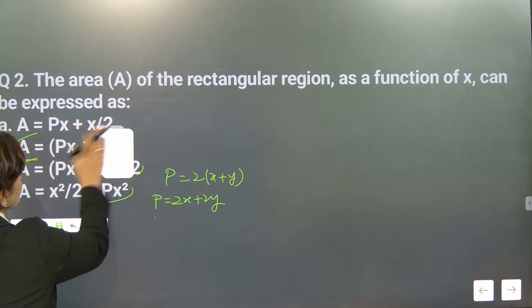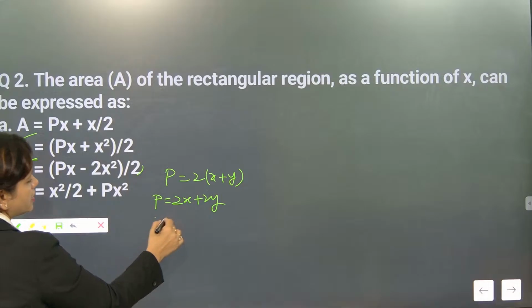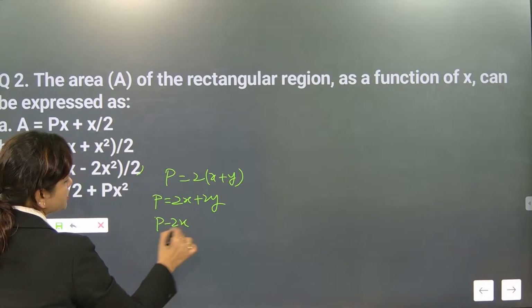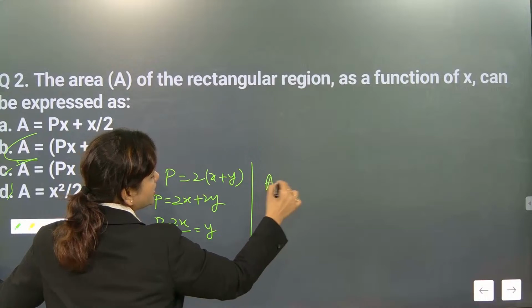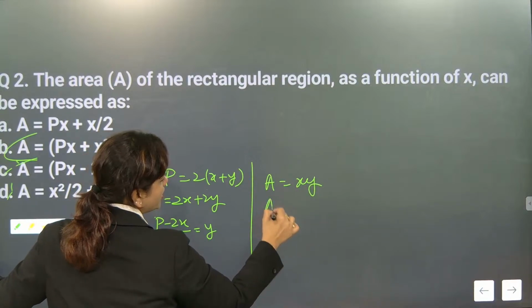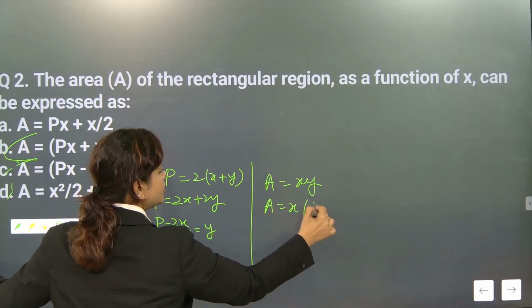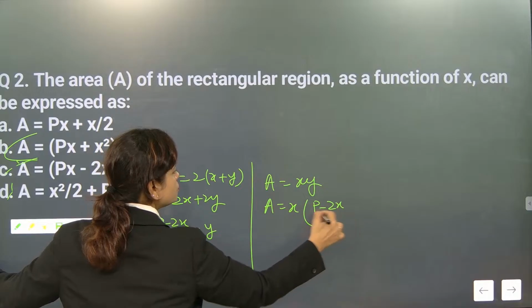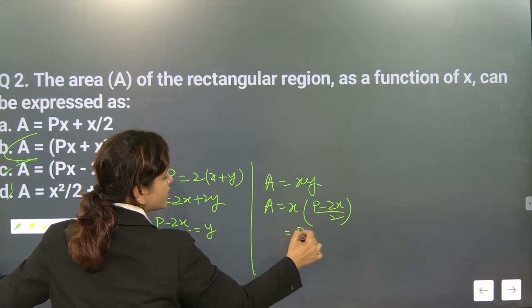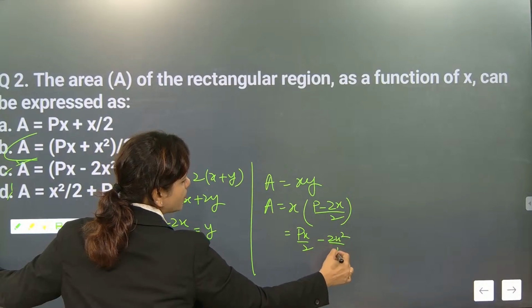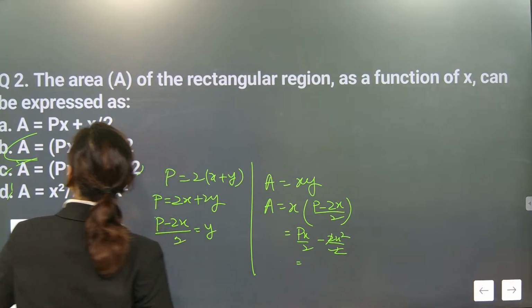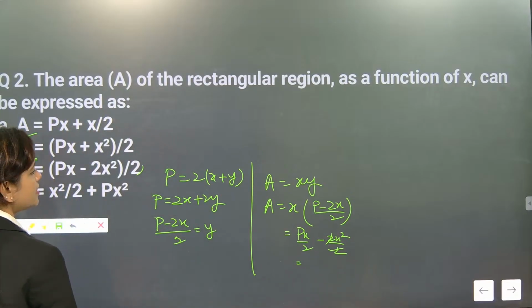So let's check which one is the correct answer. Here (p minus 2x)/2 is equal to y, and we know that area is equal to x into y. So area is equal to x into (p minus 2x)/2. It will become px/2 minus 2x square/2.